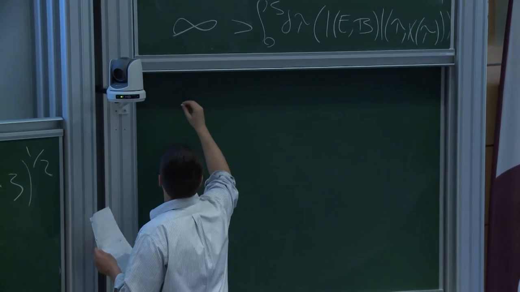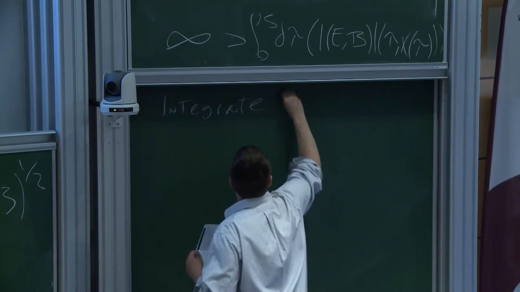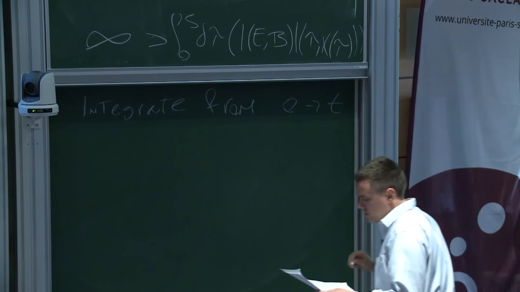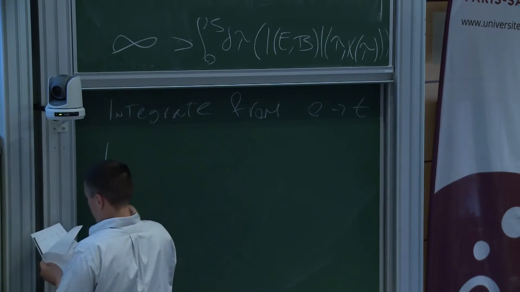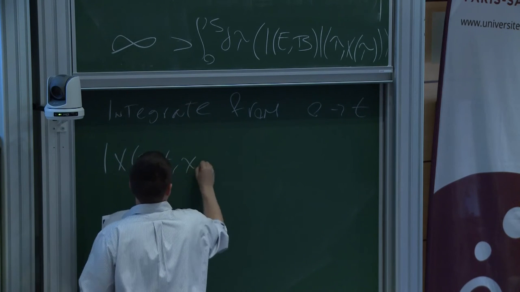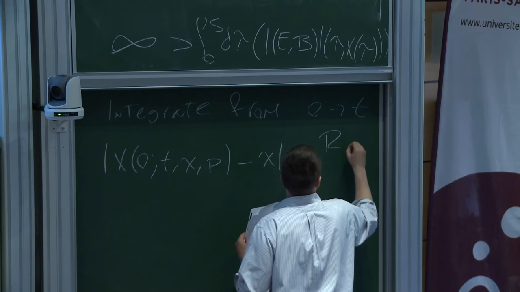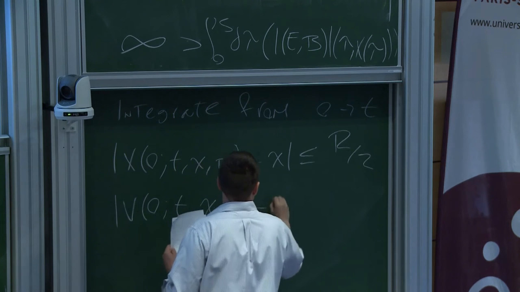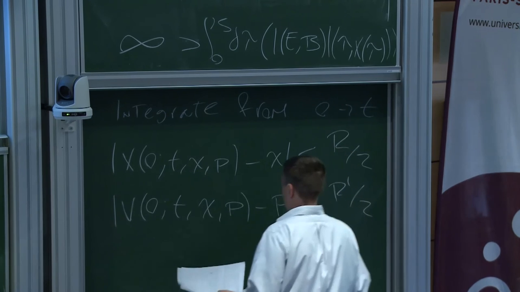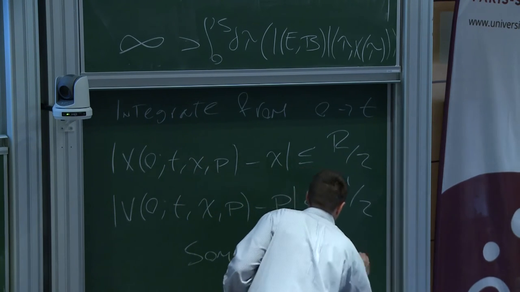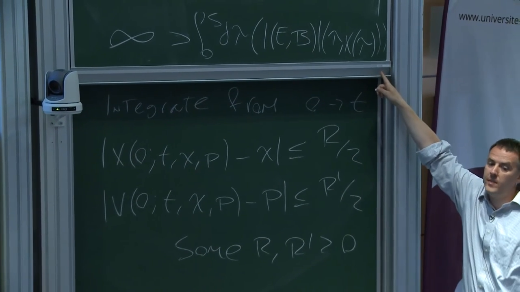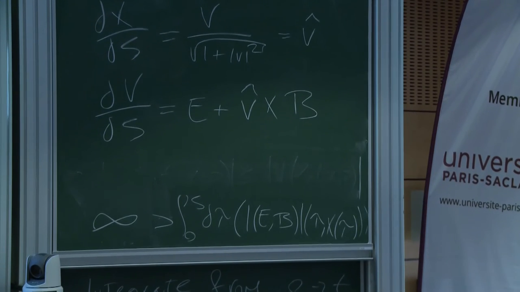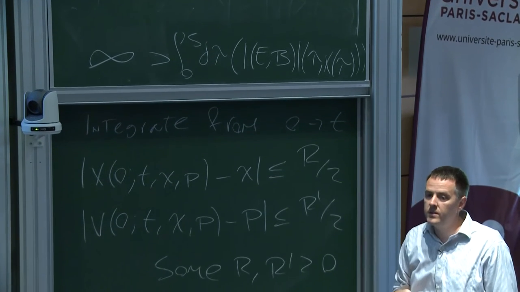So you integrate from 0 to t, and then you get that the x characteristic X(0; t, x, p) minus x is less than or equal to r over 2, say, and the V characteristic V(0; t, x, p) minus p is less than or equal to r prime over 2, or some such. So if you assume that this integral is bounded, then you can integrate the x and the v characteristics, and you get these kinds of bounds. You have some constant which bounds the variation of the characteristics.